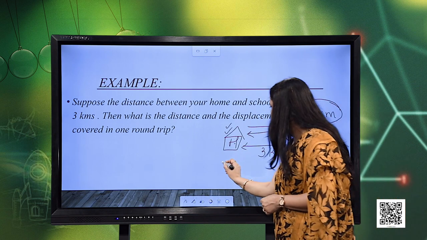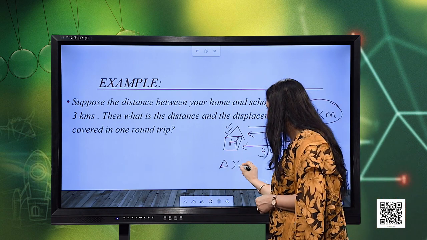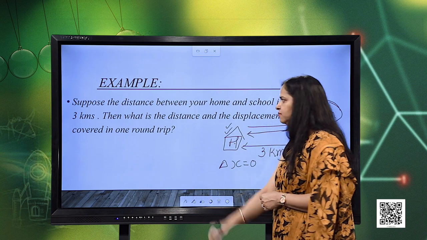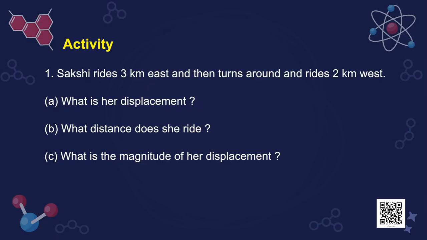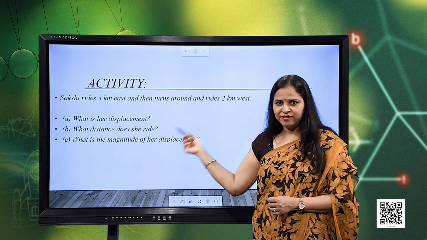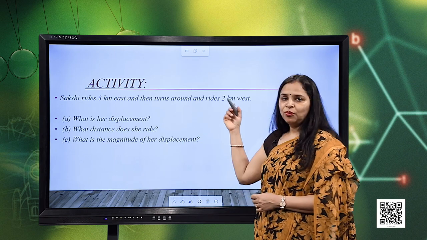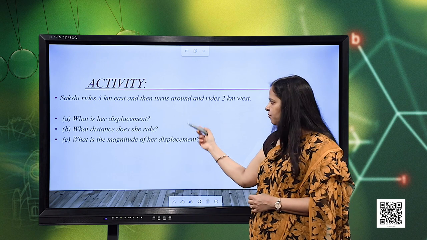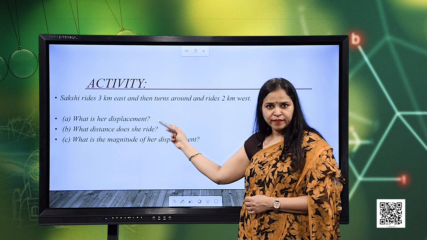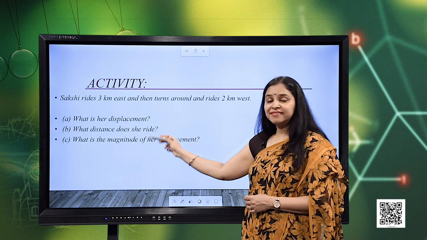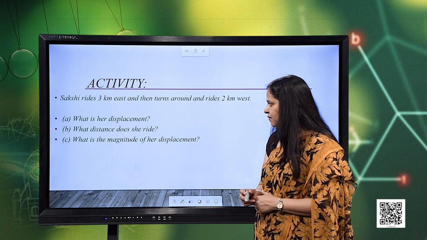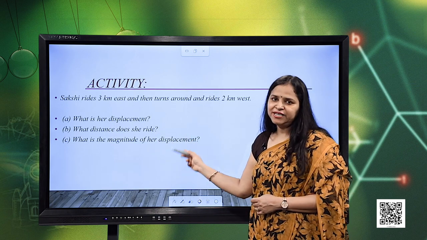So your displacement delta x will be equal to 0, right? Now let us take another example. Sakshi rides 3 kilometers east and then turns around and rides 2 kilometers west. Now what we need to find here? We need to find what is her displacement, what distance does she ride, and what is the magnitude of her displacement.